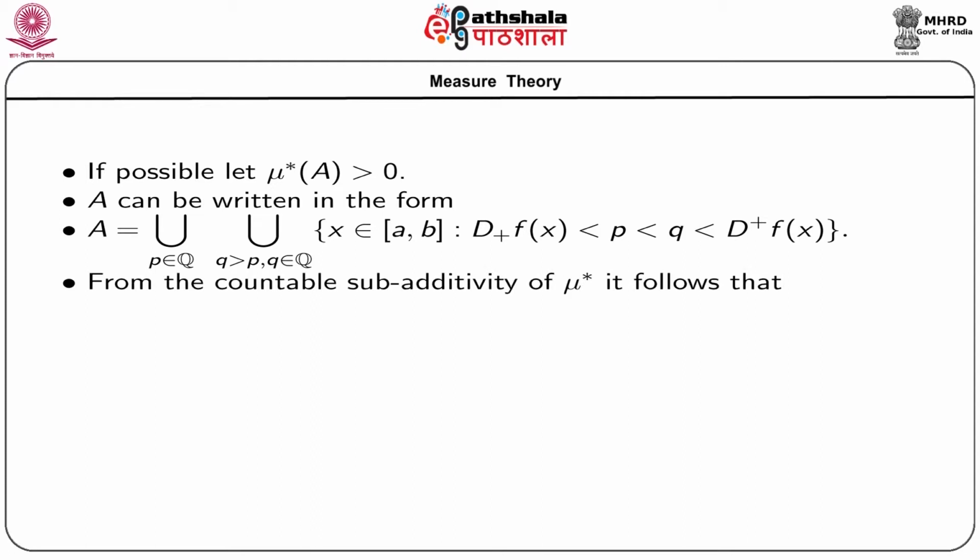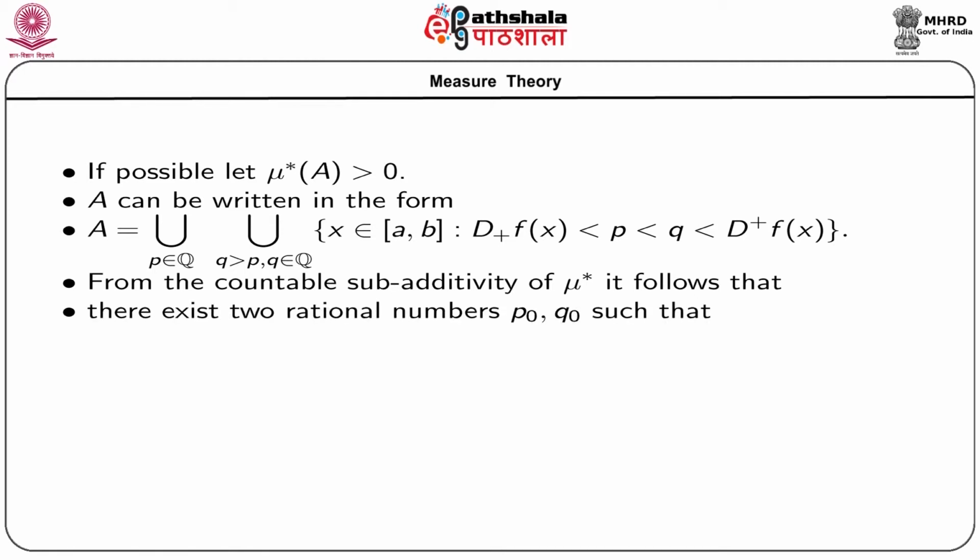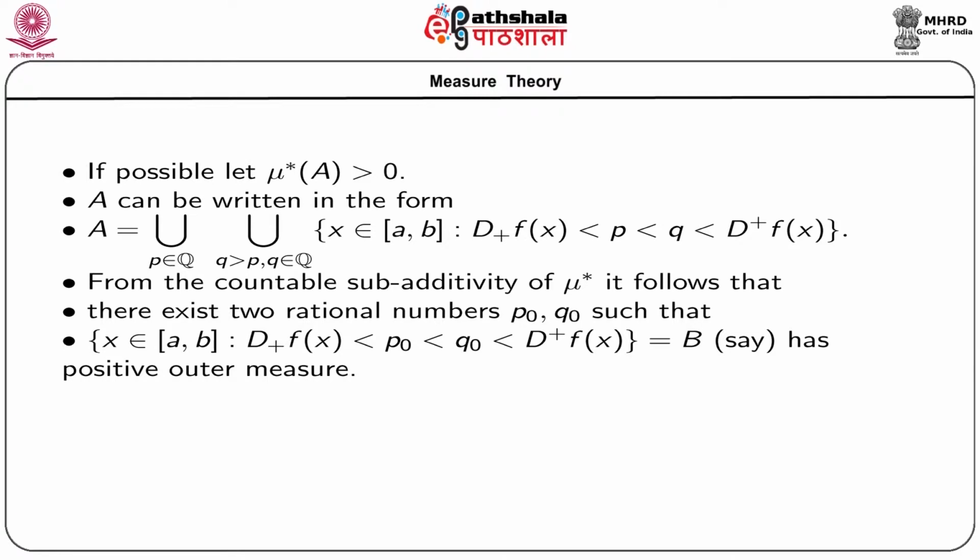So, from the countable sub-additivity of the Lebesgue outer measure mu star, it follows that there exist two rational numbers p0, q0 such that, from the above formulation of the set capital A, we have mu star of A is less than or equal to the sum of the measures of all the sets of the form x belonging to closed interval [a, b], where D lower plus f(x) < p < q < D upper plus f(x).